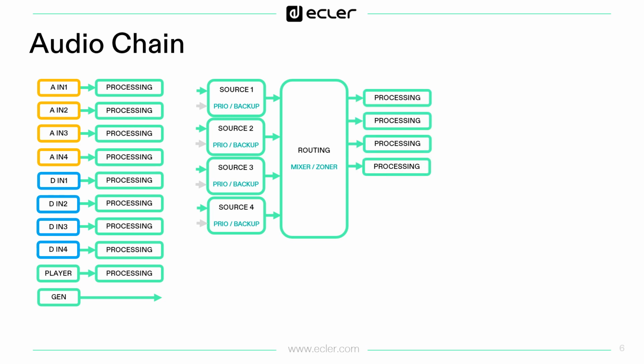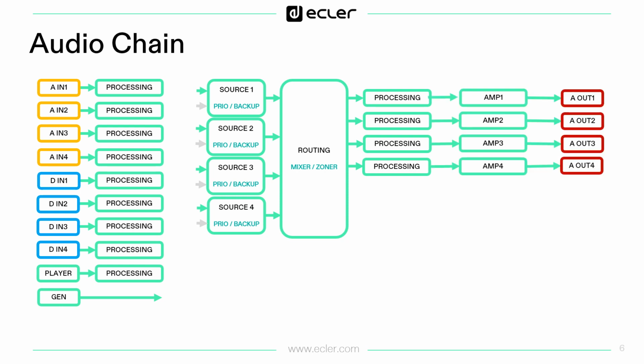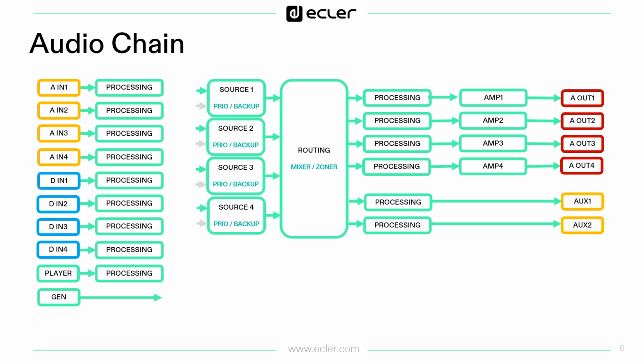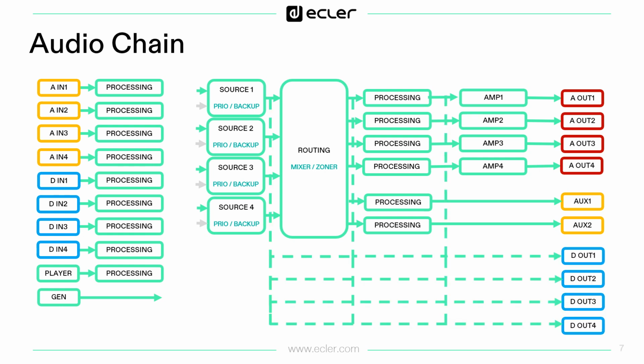The first 4 outputs of the matrix have their own processing, delay, filters, and limiters, and are then amplified. The last 2 have their own processing as well, delay and filters, and are the line-level auxiliary outputs. We have 4 Dante transmitters that can send to the network any of the signals that we have between the sources and the outputs. This selection is made individually for each transmitter. As you can see, this structure gives us a lot of flexibility.